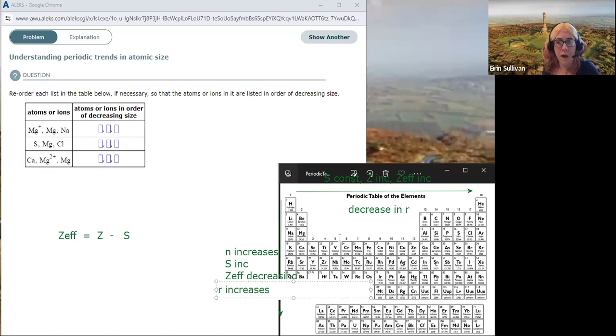Sorry, down a group. But I wanted to go back to periods, because the electrons are going to be experiencing more effective nuclear charge, and that is going to pull them in more tightly. So that's going to cause that decrease in radius. They're experiencing more charge per electron. So thinking about the charge per electron will help us understand what's going on with cations and anions.